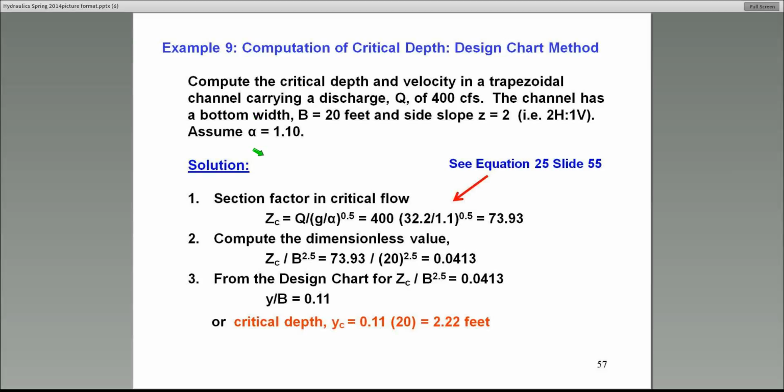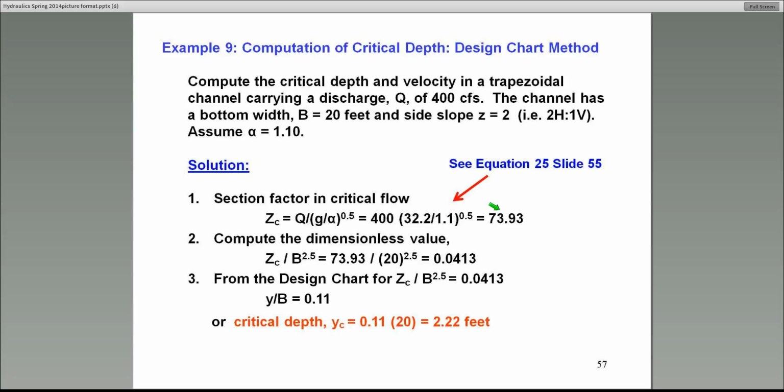The first thing you'll do in step number 1 is to calculate that critical section factor Zc, which from that equation is Q over square root of g over alpha. That's 400 divided by 32.2 divided by 1.1. By the way, there's a division sign missing right here, so make sure you put that. That's 400 divided by 32.2 divided by 1.1 to the power half, 0.5, which gives you 73.93. This is referred to as a section factor in critical flow.